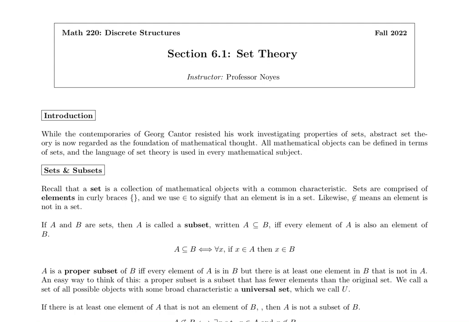Chapter 6 is all about set theory. Before we can do operations on sets or even write proofs about sets, we need to understand how sets work. So we're going to start with a few definitions that come from section 1.2.